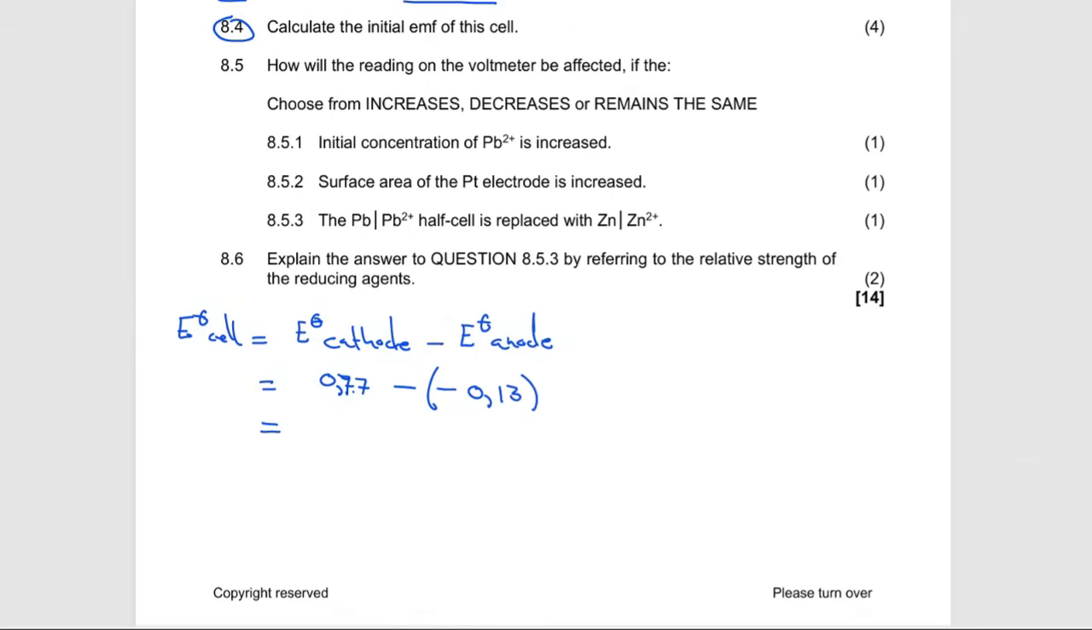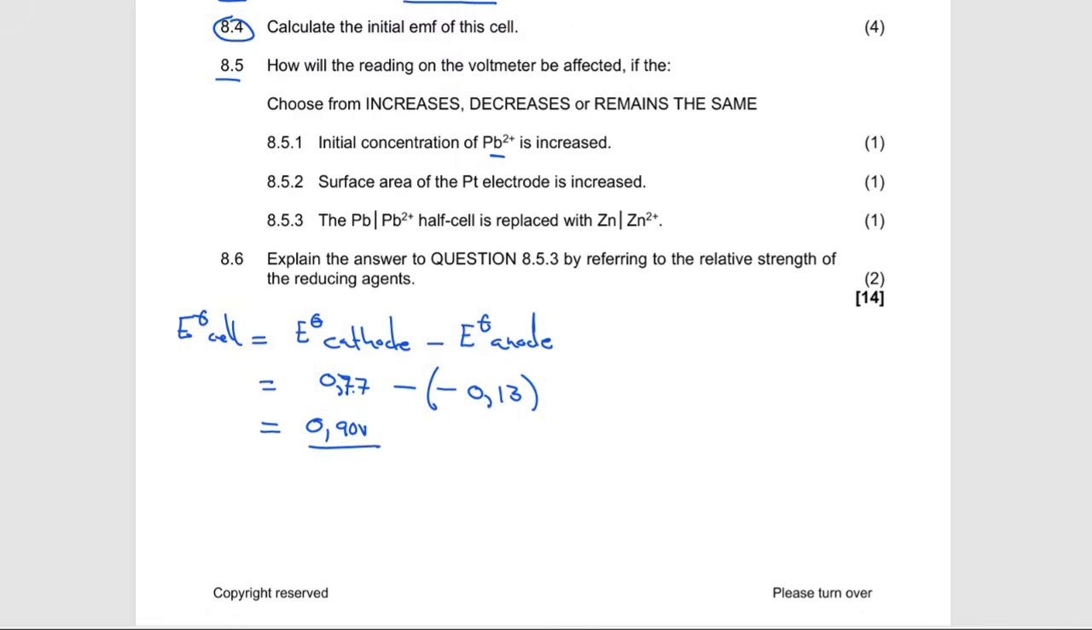Okay, so now I'm going to proceed and add those two. So it's going to be 0.77, minus is going to give me a plus, then 0.13 there. So my answer is going to be 0.90 volts. So this is how we calculate our E theta cell. Then we proceed to 8.5. How will the reading on the voltmeter be affected, choose from increases, decreases, or remains the same, if the initial concentration of Pb is increased?